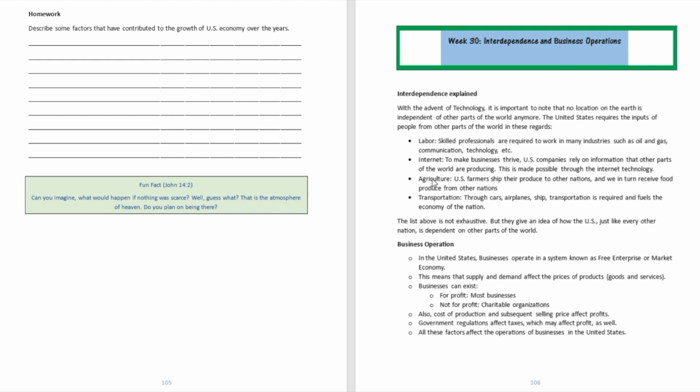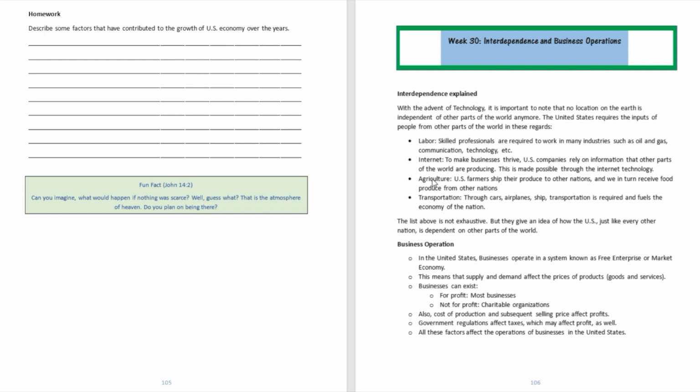What about transportation? Well, we build airplanes here, we manufacture cars, and cars are going to be shipped to other nations, and sometimes other nations ship their cars to the United States. So as you can see, the world right now is a global village. Literally, things are being transported, exported outside the country, imported into the country, because the world is just a big global village right now.